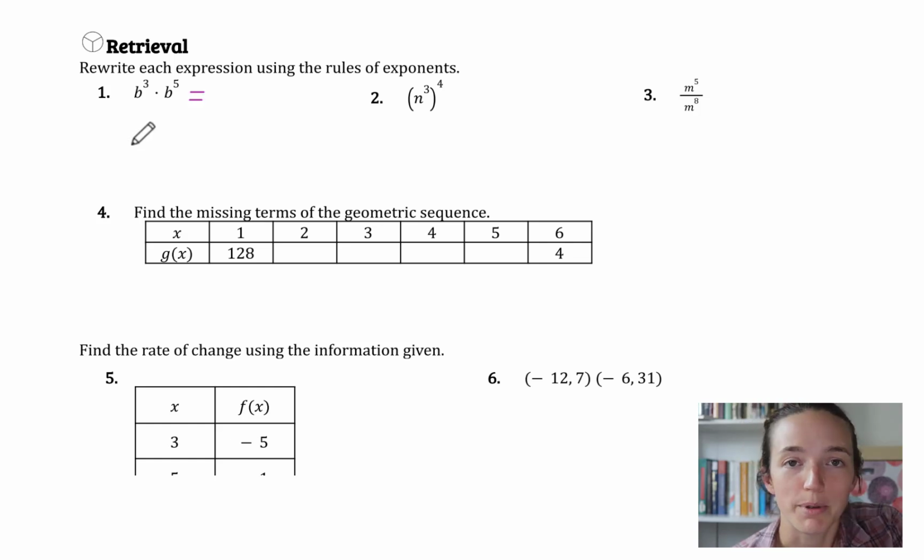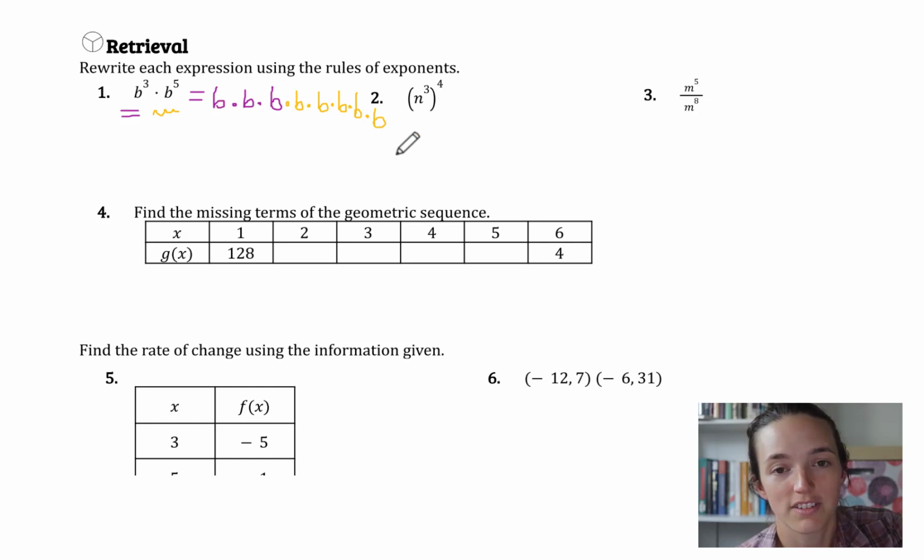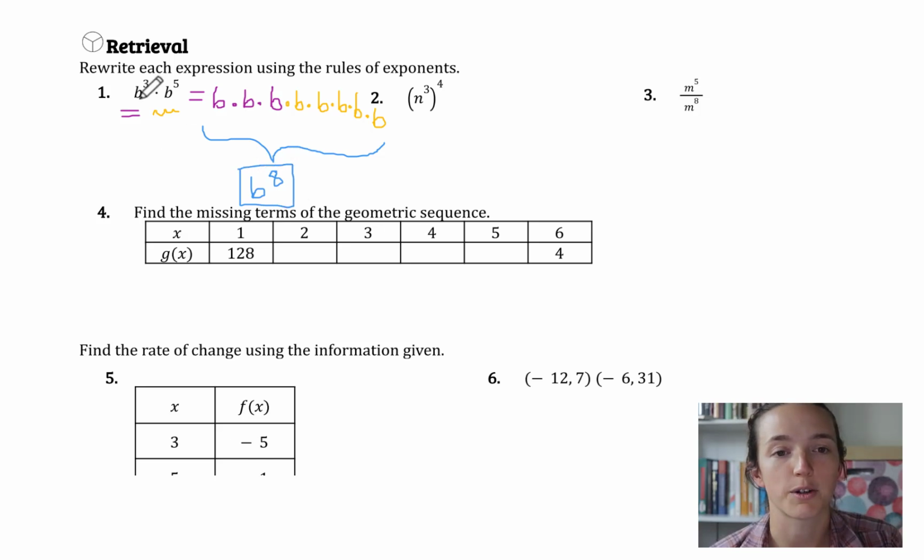Okay, b to the third is like b times b times b. That's this. B to the fifth is like b times b times b times b times b. Total, that's 8 b's. So I could condense all of this, simplify it, and I could write b to the 8th. So the shortcut rule to remember is if you're multiplying two variables like this, you add the exponents together. You do not have to memorize that because you can always write it all out like this.